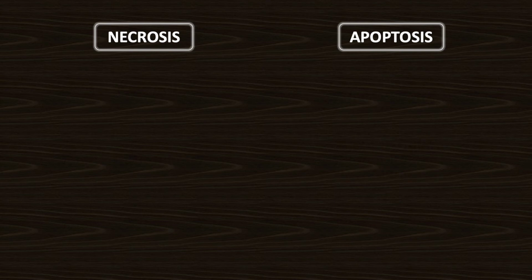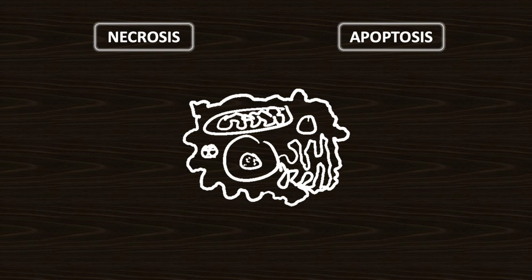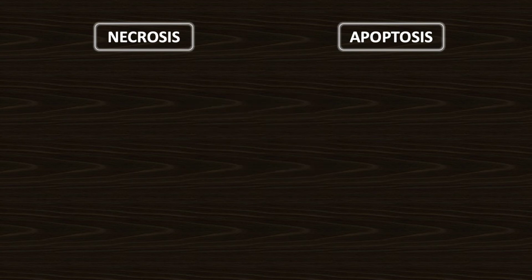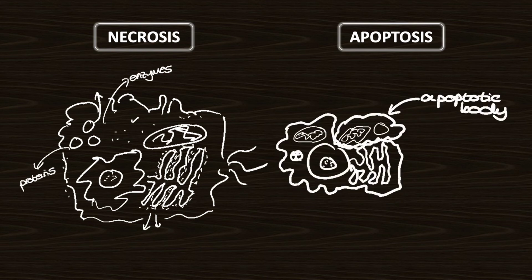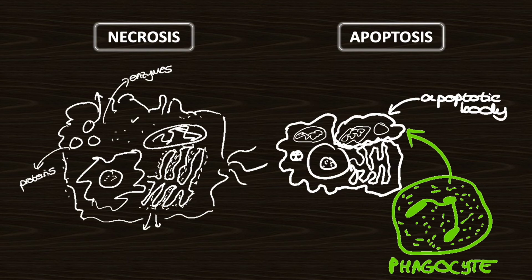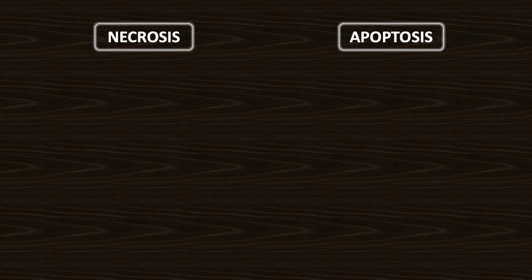Next, a very important point to remember is that the cell surface membrane blebs in both necrosis and apoptosis. But in necrosis, the cell membrane ruptures, causing leakage of cell contents, whereas in apoptosis, the cell membrane remains intact. Instead, the apoptotic cell fragments into smaller apoptotic bodies. These apoptotic bodies are then phagocytosed or ingested and removed from the tissues.